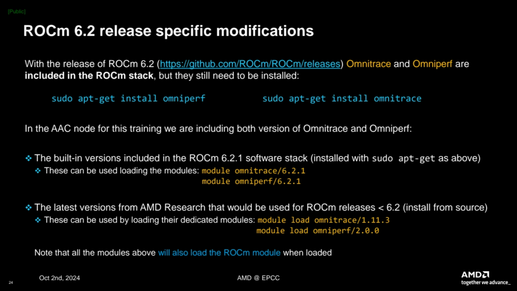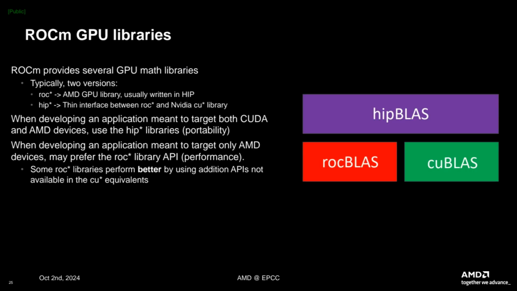Okay, so just taking a look at the ROCm GPU libraries, as we said, HIP is the layer for portability, which sits basically on top of the ROCm or the CUDA layers. It's a thin layer, so it doesn't provide too much overhead. But the whole idea, as we already said, is to provide portability. So if you use HIP, then you'll be able to run on either NVIDIA or AMD GPUs.